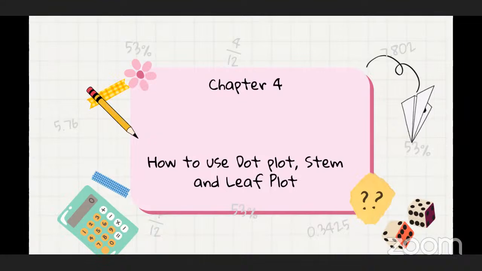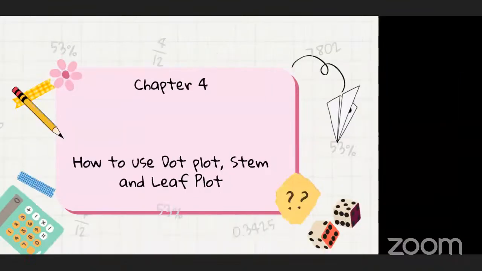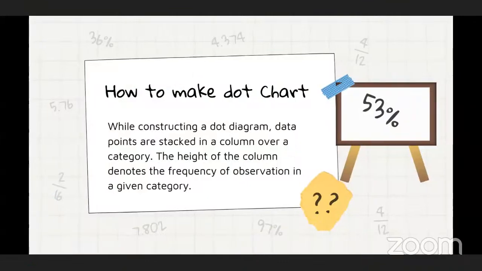Okay, good morning. First, I'm going to explain my assignment for chapter 4 and chapter 5. Chapter 5 is about how to use dot plots, stem and leaf plots. So, how to make a dot chart. While constructing a dot diagram, data points are stacked in a column over a category. The height of the column denotes the frequency of observation in a given category.